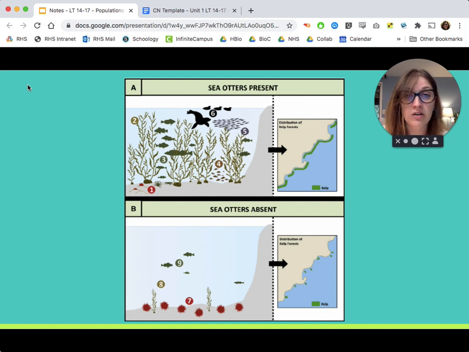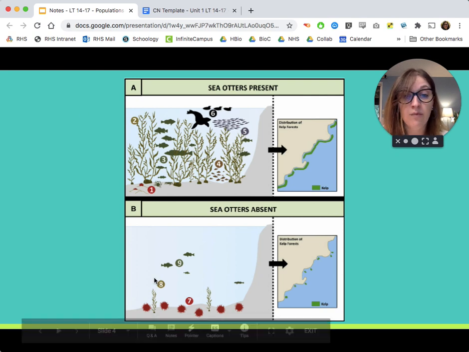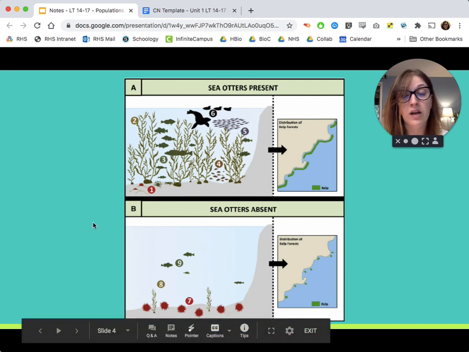These otters are considered to be keystone species. They're important for the health of kelp forests because they feed on sea urchins and other invertebrates that eat the kelp. Without the otters, the kelp forest disappears, and then the biodiversity also decreases.